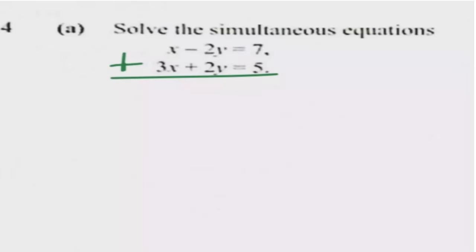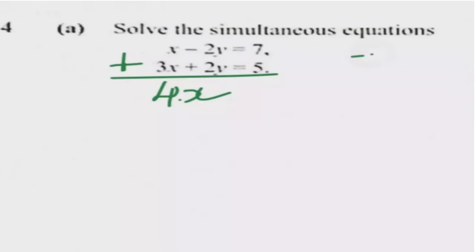Now, 1x plus 3x will give me 4x. Then negative 2y plus positive 2y will give me 0. They will neutralize each other. Okay, so if you're wondering how, let me show you.